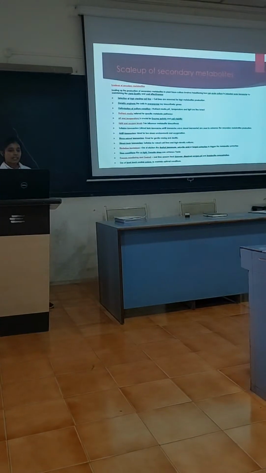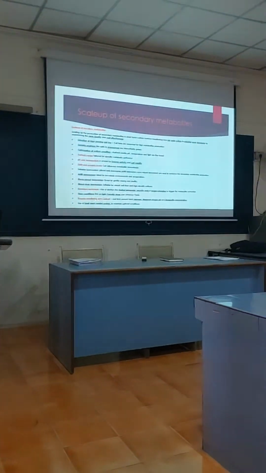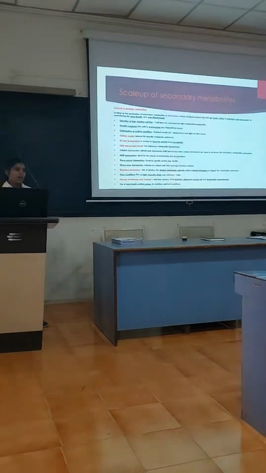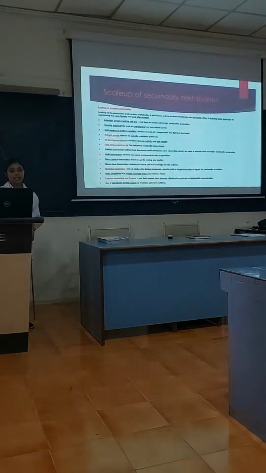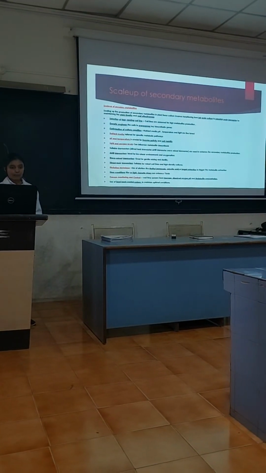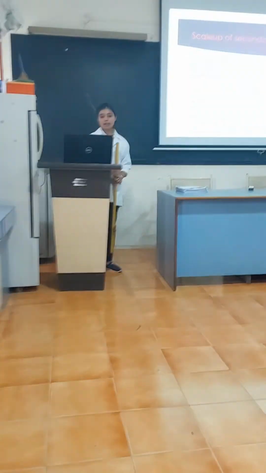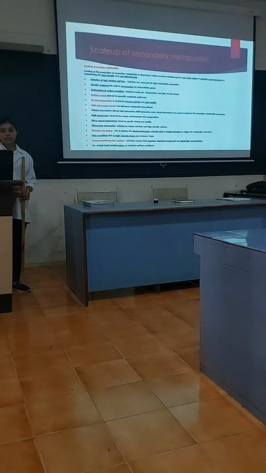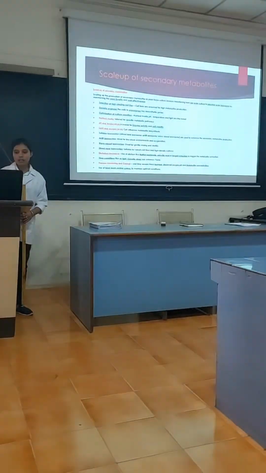Scale up of secondary metabolites. Scaling up of secondary metabolites in plant tissue culture involves the transition from small-scale production to industrial scale production while maintaining the yield, quality and cost effectiveness. Another technique is genetically engineering the cells. We can increase the production of the secondary metabolites.